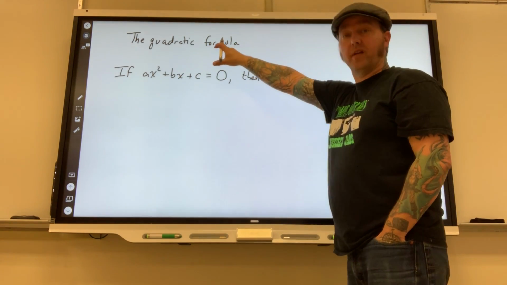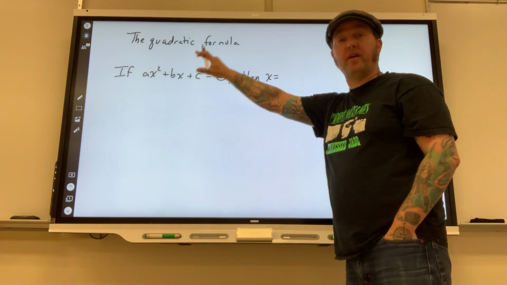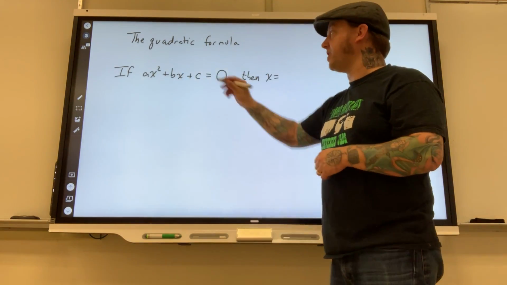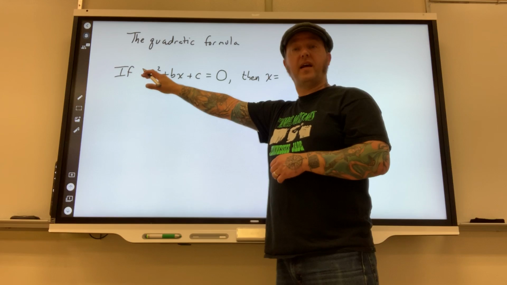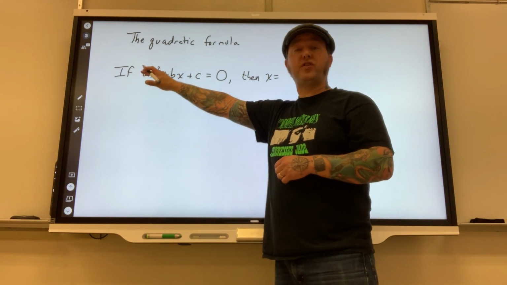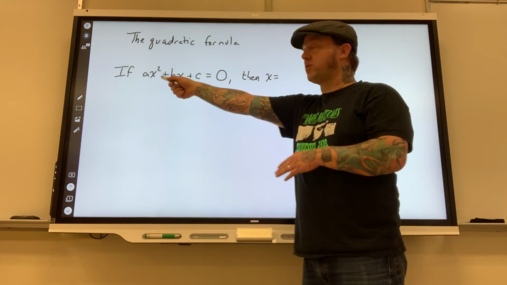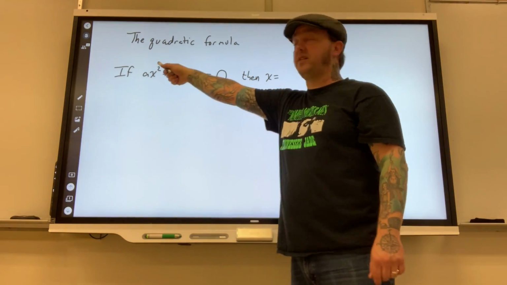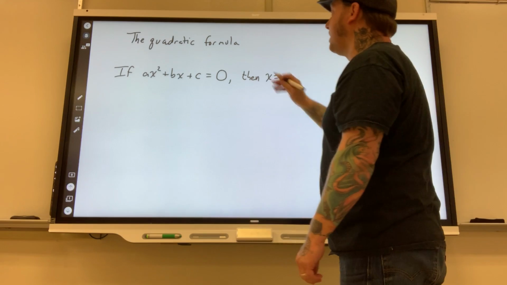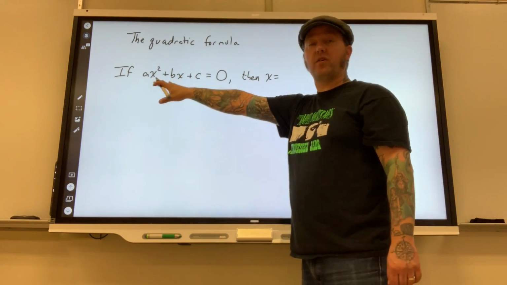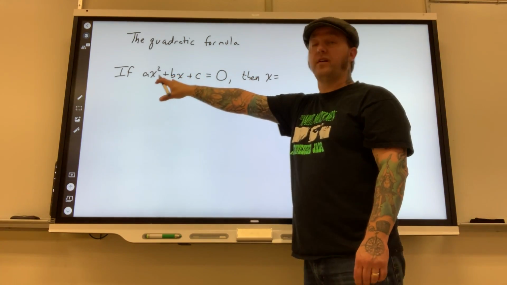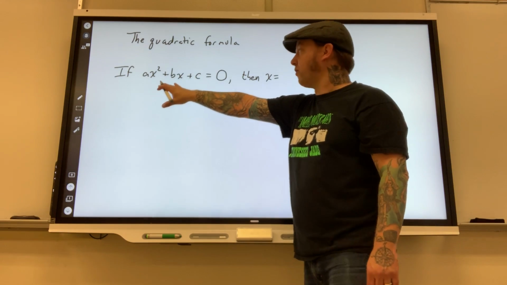The quadratic formula is a way of solving what's called a quadratic equation. A quadratic equation has a degree of 2, which means the highest exponent is 2, x squared. Highest exponent is the 2. All right? That makes the equation a quadratic. We're going to solve using what's called the quadratic formula.